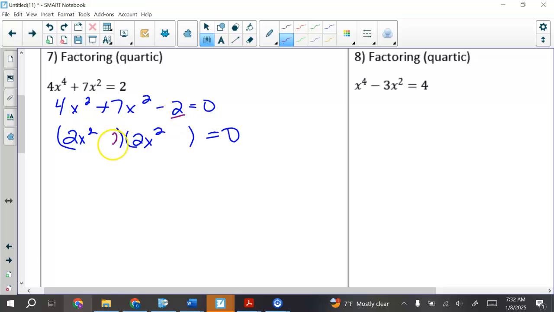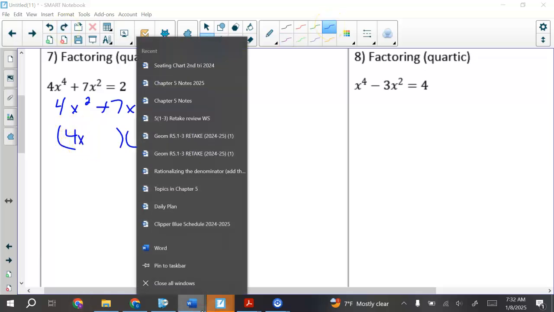Then we say multiply to be 2, 2 and 1. So if I check that inside and that outside, there's no way for 4x squared and 2x squared to get me 7x squared. So if I back up a little bit, instead of doing 2x squared and 2x squared, try 4x squared and x squared. I think that will get you what you need.